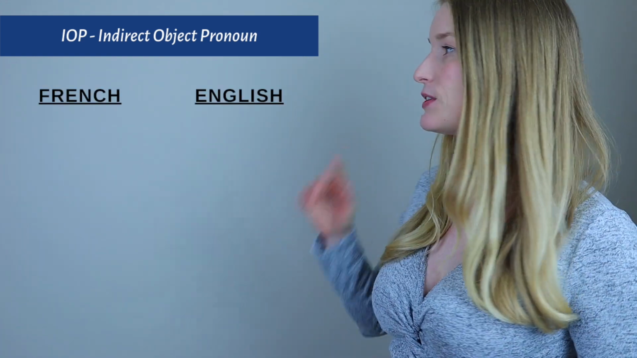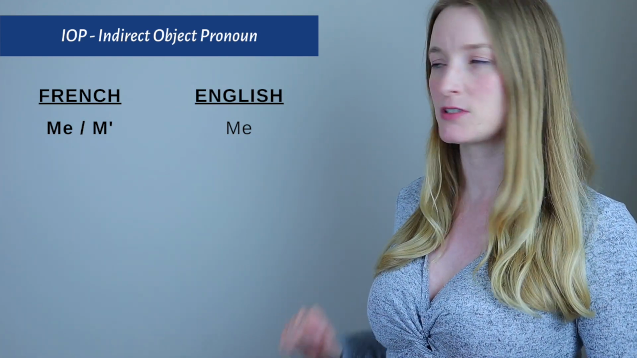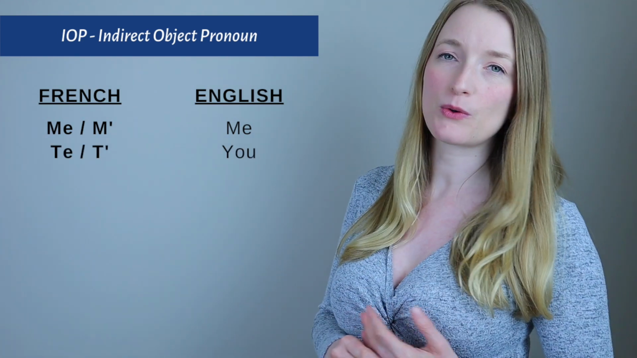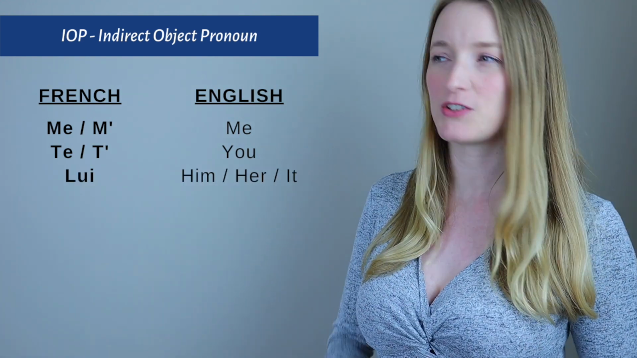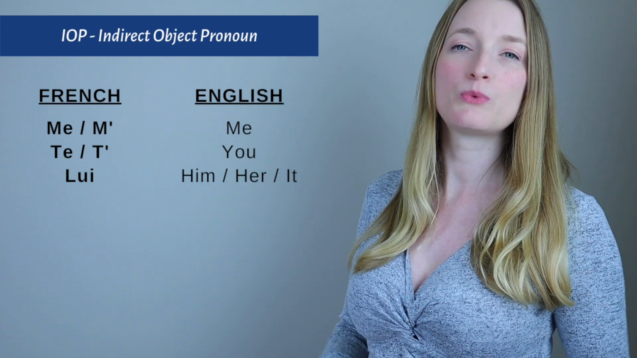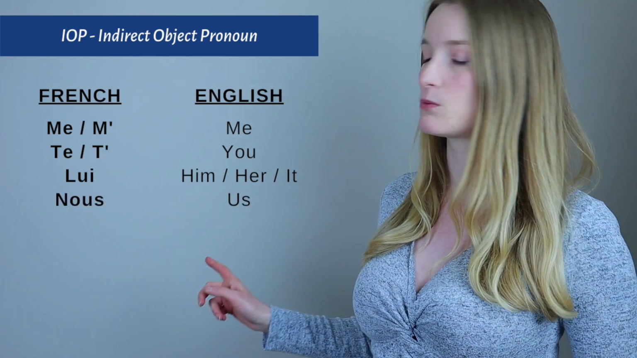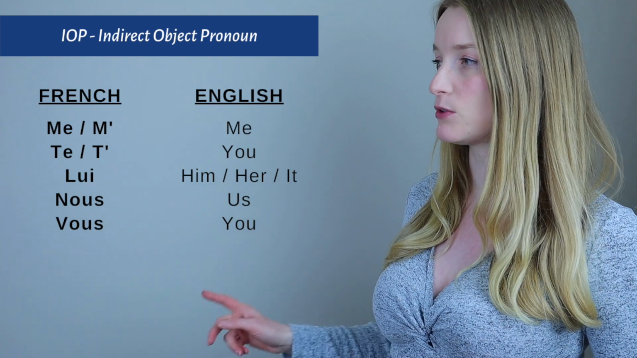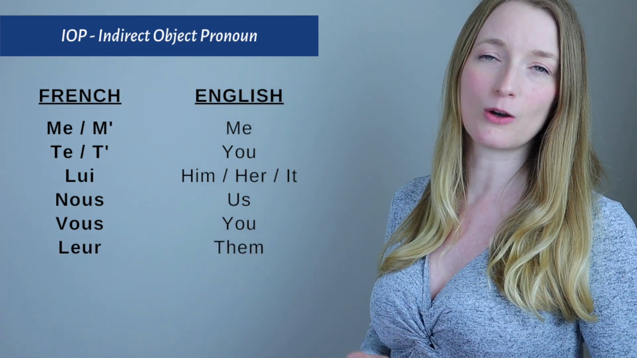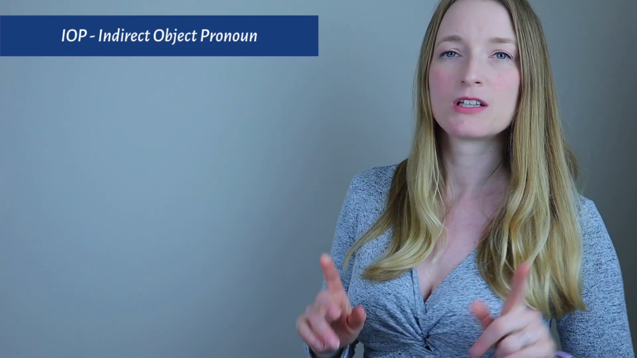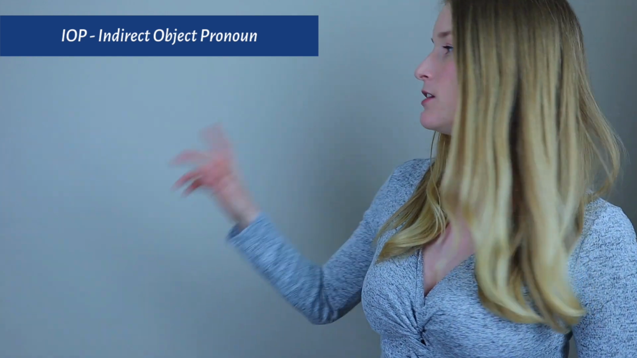When in English you say me, we say me or m apostrophe. When in English you say you, we say te or t apostrophe. When in English you say him or her, we just say lui. When you say us, we say nous. When you say you, we say vous. And when you say them, we say leur. Okay? So let's see the one that we just saw in English, but in French.